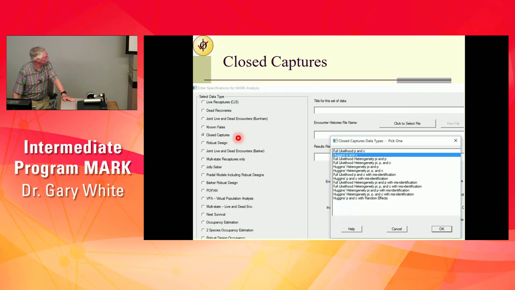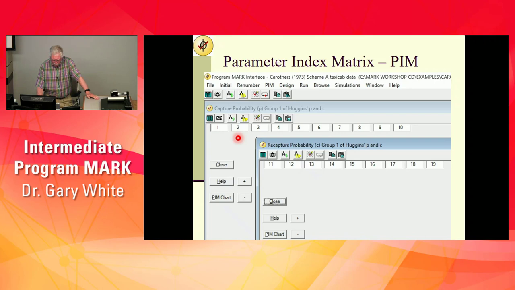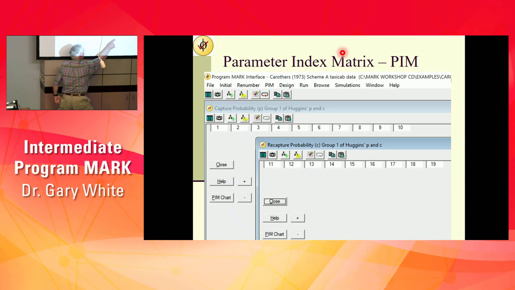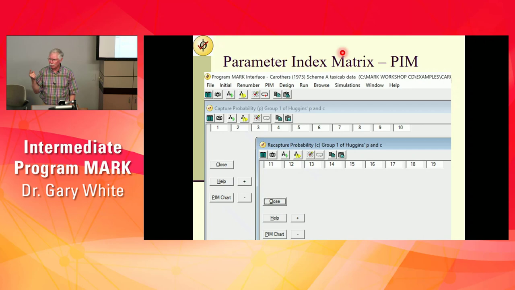Okay, so when you open up MARK with the pNC model in Huggins, does that say Huggins up there? No, but I know it is because there it is. There's capture detection probabilities 1 through 10 for p, and then there's 11 through 19 for c. Well, there's one less for c because you can't have a c1, right? Can't be recaptured on the first occasion. So there's one less. And that's what it looks like.